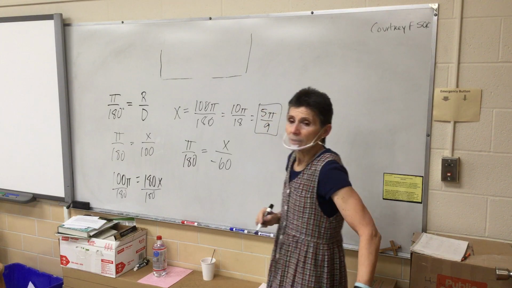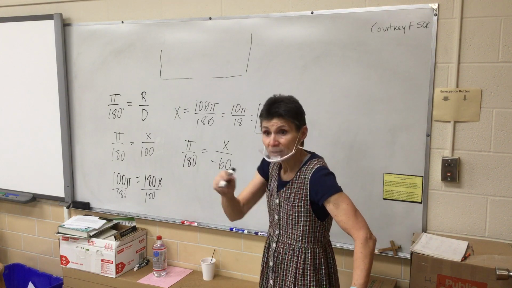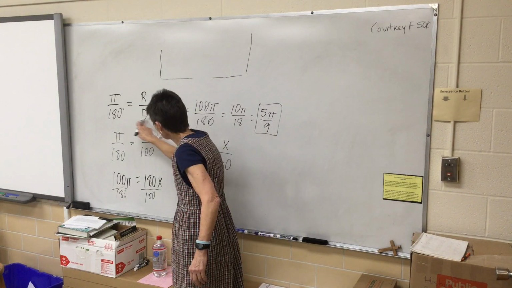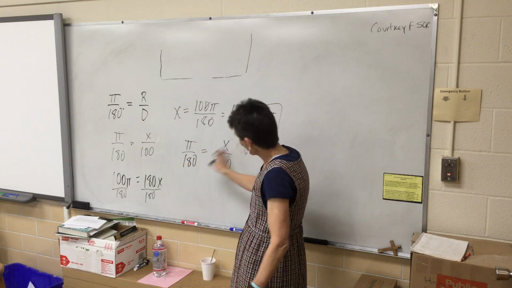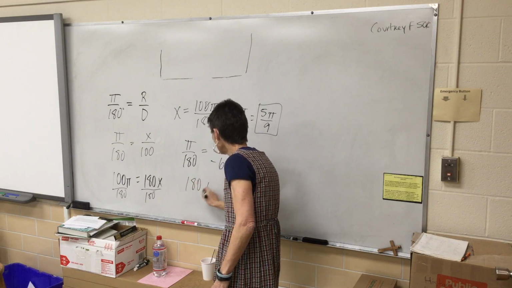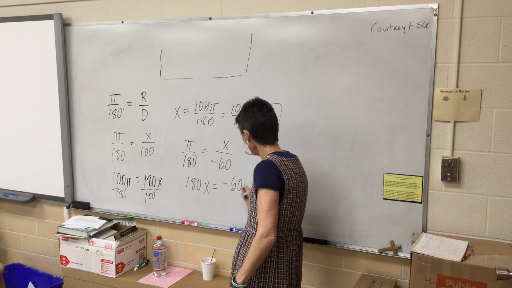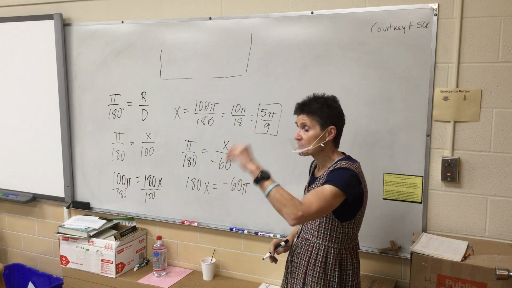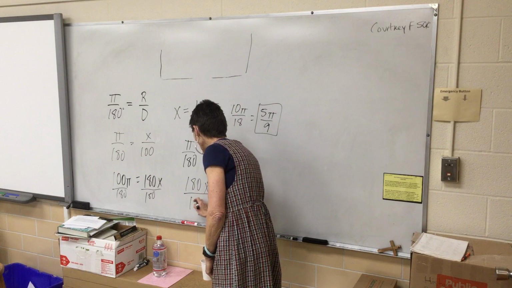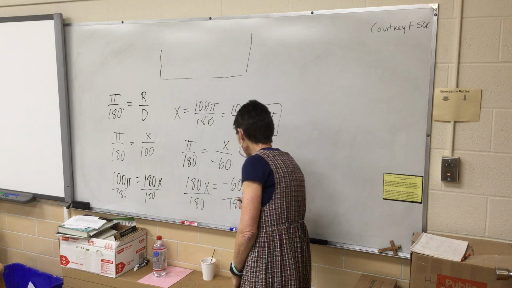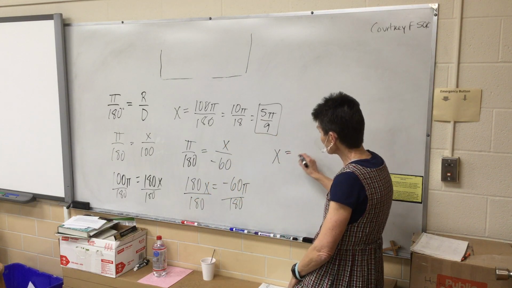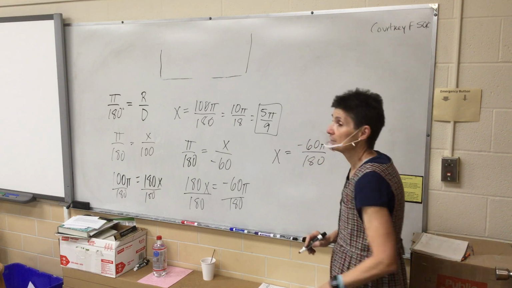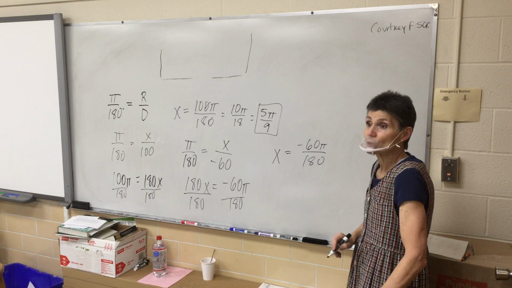Thank you. Now, since the number they gave me in the problem is in degrees, it goes in the bottom with the degrees. Now I'll cross multiply. 180x equals negative 60 pi. You're trying to get x by itself, so you're going to divide by 180. So this time we have x equal to negative 60 pi over 180. And we're going to reduce the fraction.